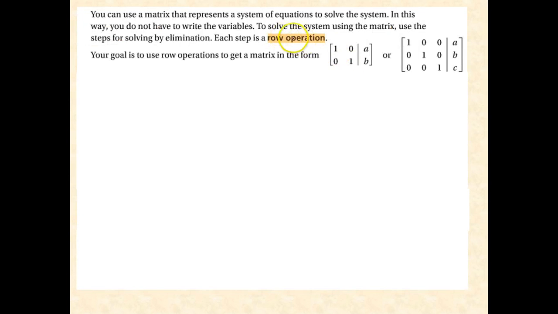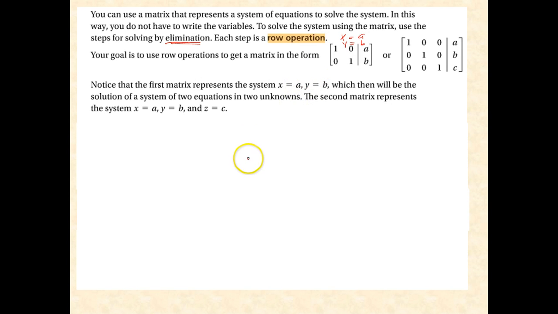Now why would we want to express a system of equations as a matrix? Well, because we can do row operations, kind of like how we would do substitution or elimination, actually. And eventually we can get a matrix to look like this. If you think about what this means, it means 1x plus 0 equals a. So this really means x equals a, y equals b. So if we can get our matrix to look like this, then we know that these two numbers are the solution to our system of equations.